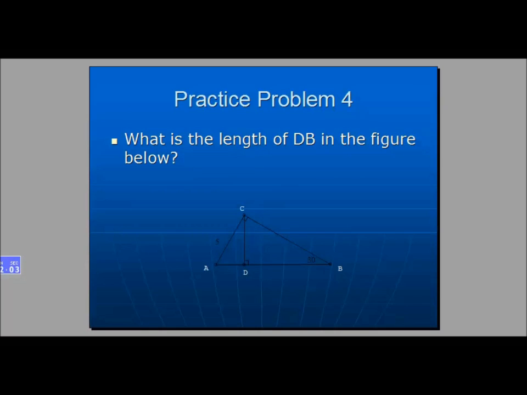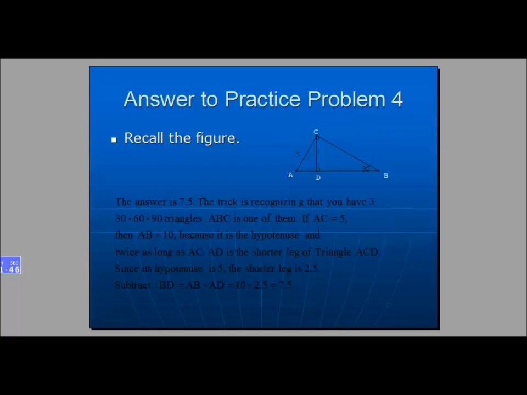Here's practice problem 4. What is the length of DB in the figure below? Recall the figure. The answer is 7.5. The trick is recognizing that you have 3 30, 60, 90 triangles. ABC, the overall larger triangle, is one of them. If AC equals 5, then AB equals 10 because it's a hypotenuse and twice as long as AC.